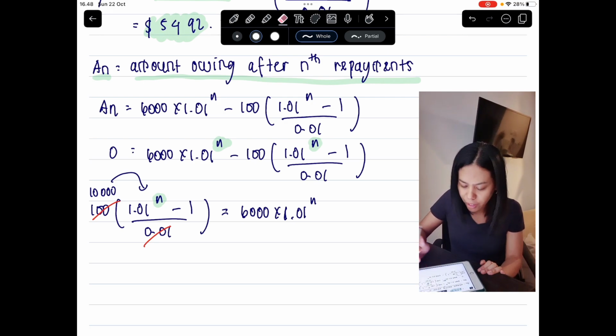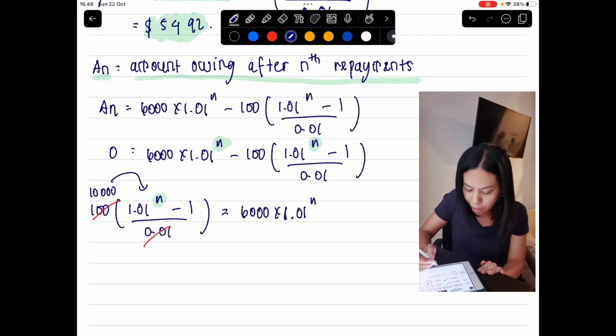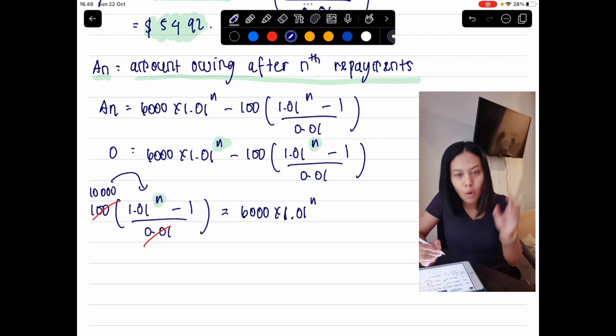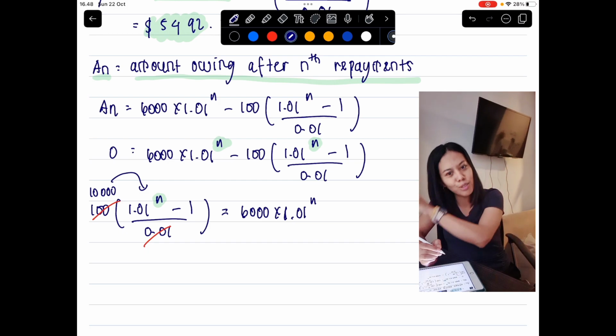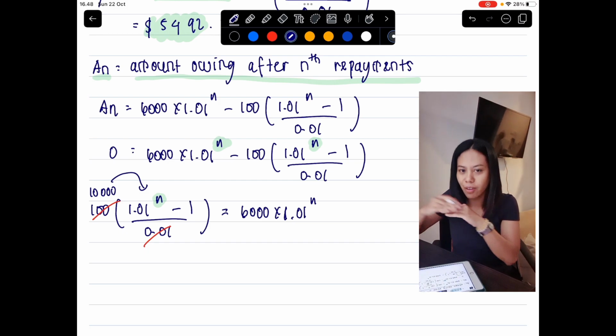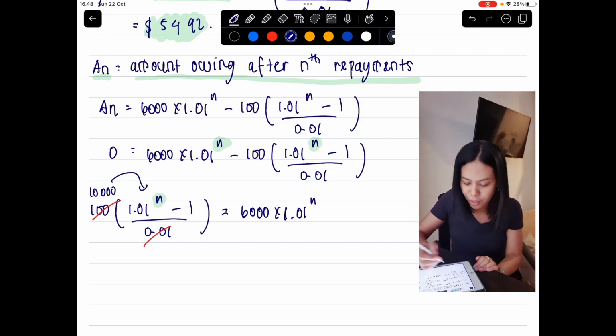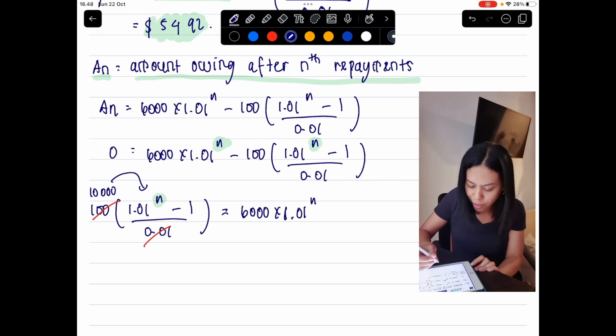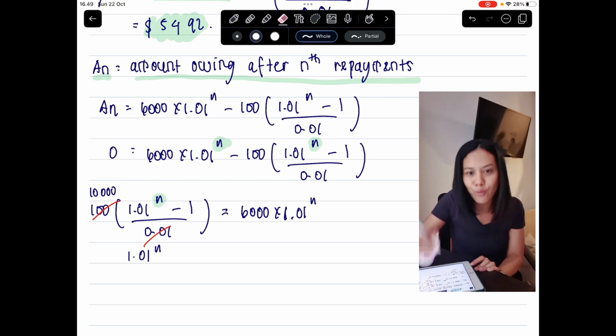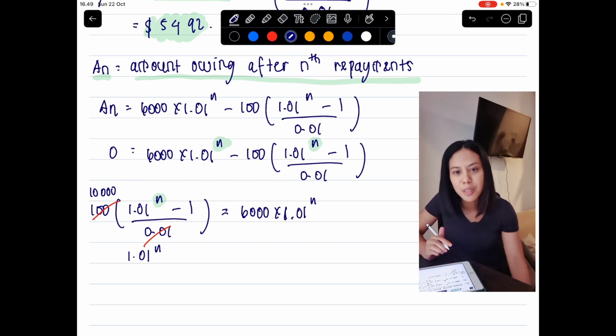Okay, so I'm dividing both sides by 10,000 because I want to get rid of it. Or in other words, I'm going to move the 10,000 to the right hand side. Dividing it by 10,000 means moving it to the right hand side. So now I'm left with 1.01 to the power of n. Okay, so I changed my mind. I don't want to do the rainbow bit. I don't want to do the expanding because it's just making it messy.